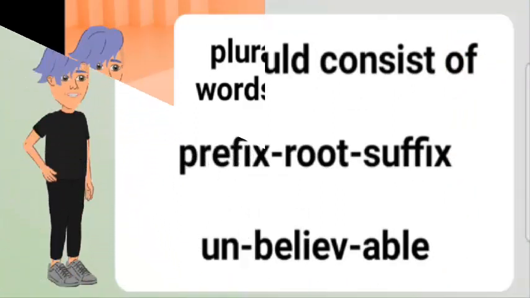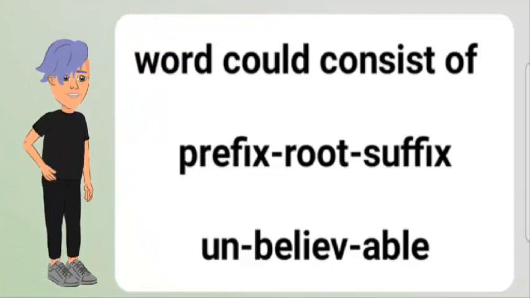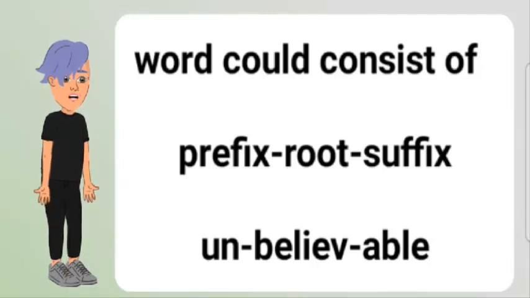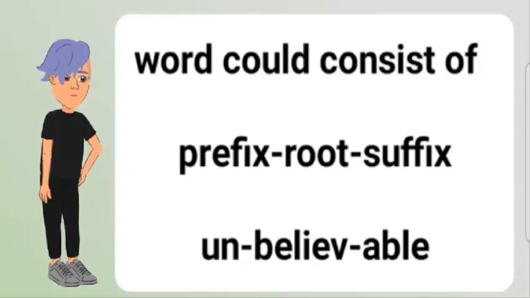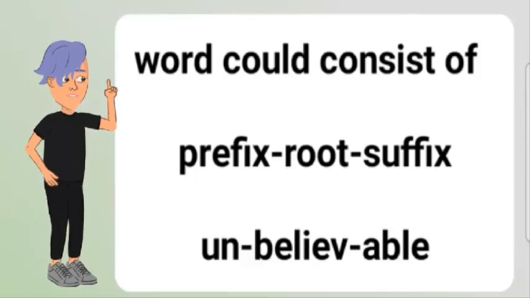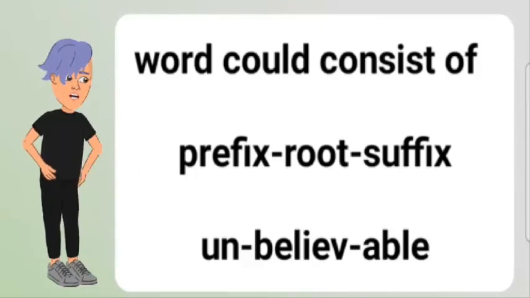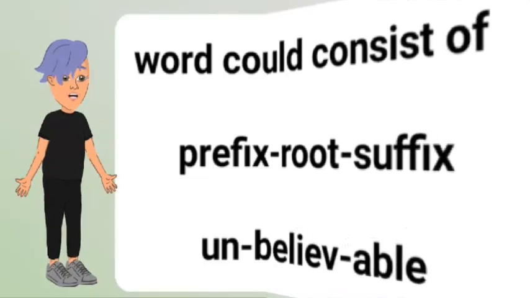A word could consist of a prefix, a root, and a suffix. Example, unbelievable. Un is a prefix, and it can be used with other roots, like unforgivable, things like that. The root is believe, and the suffix is able. So we can use the suffix and the prefix with different roots: unbelievable, unforgivable, and so on. So remember these, because the prefix and the suffix could help you with the spelling of a word.